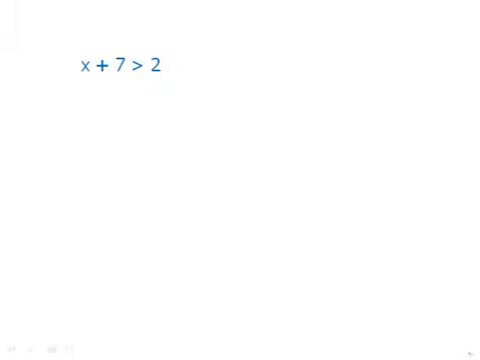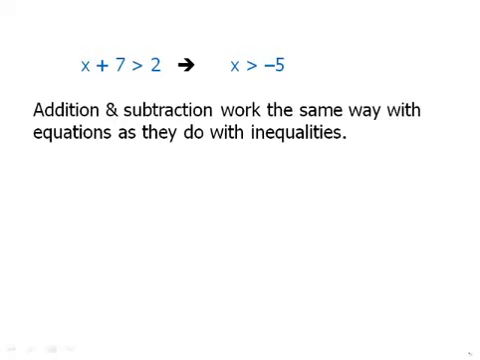So for example, if I have the inequality x plus 7 is greater than 2, and I want to get x by itself, I subtract 7 from both sides, and of course I get x is greater than negative 5. And so that is the solution range for x. Addition and subtraction work the same way with equations as they do with inequalities.